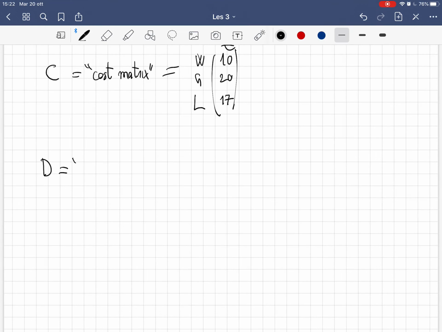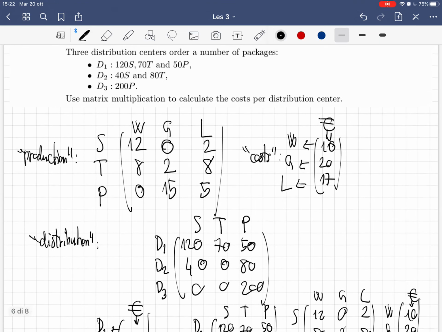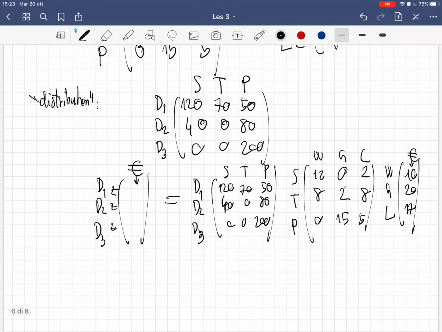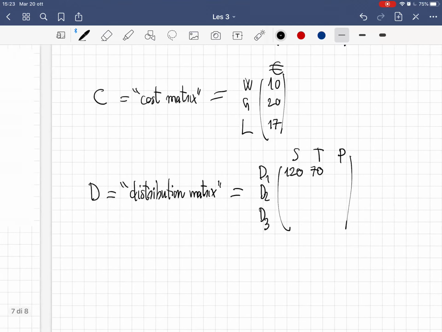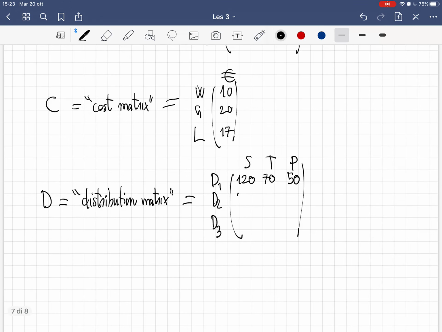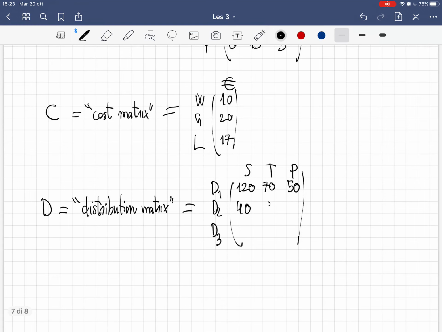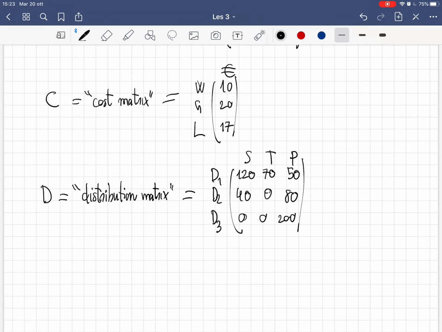And finally D, the distribution. Here you have D1, D2, D3, and here you have STP, and this is 12, 170, and 50, 40, 0, 80, 0, 0, 200.